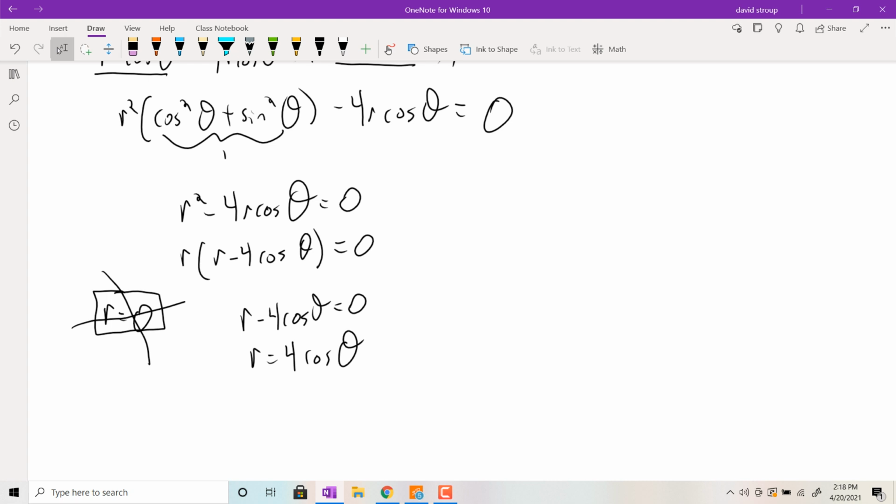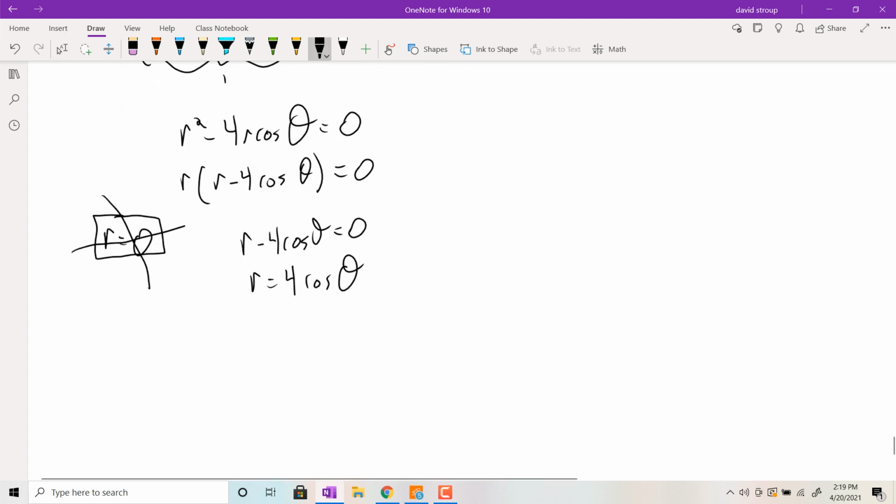When theta is equal to 0, r will equal 0, so that point will be on the graph, and you don't need that r equals 0 portion. It wouldn't hurt if you wrote it. I could write both of them, but this is the way it's usually seen.